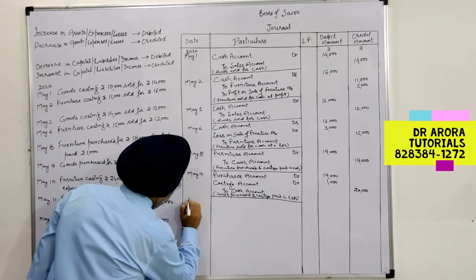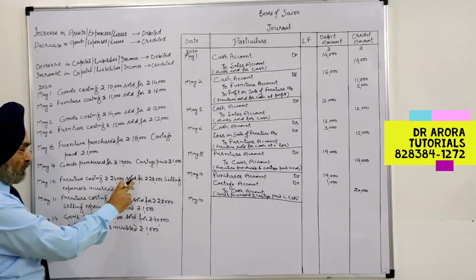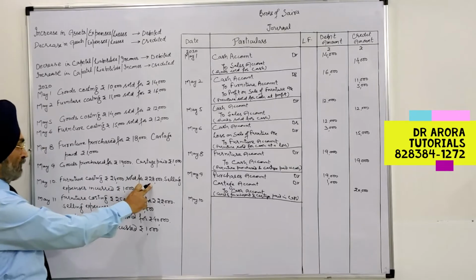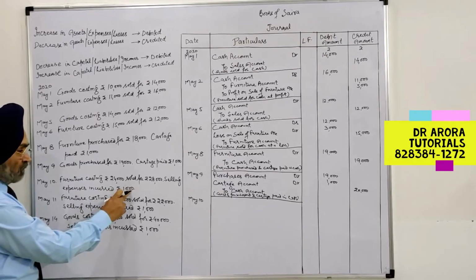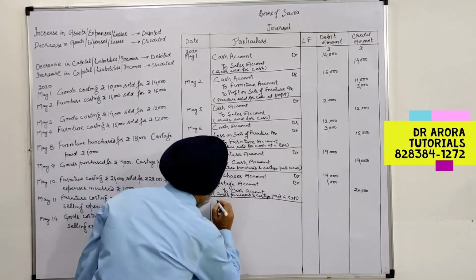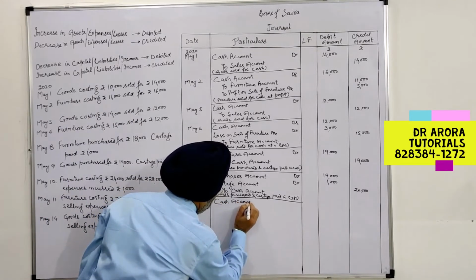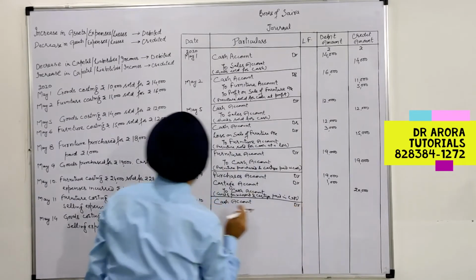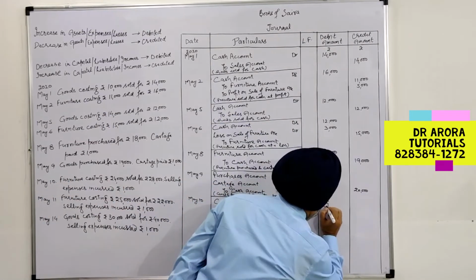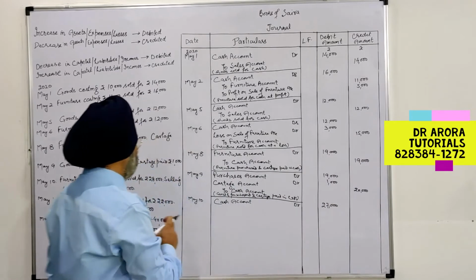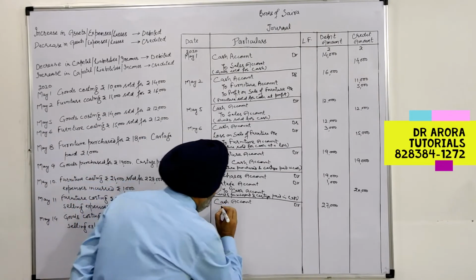So May 10th. Otherwise, we would have received 28,000 from the sale of furniture. But because 1,000 expenditure is incurred, the cash received will be reduced by the amount of expenditure. So 28,000 minus 1,000, cash received will be 27,000. 1,000 expenses we incur.